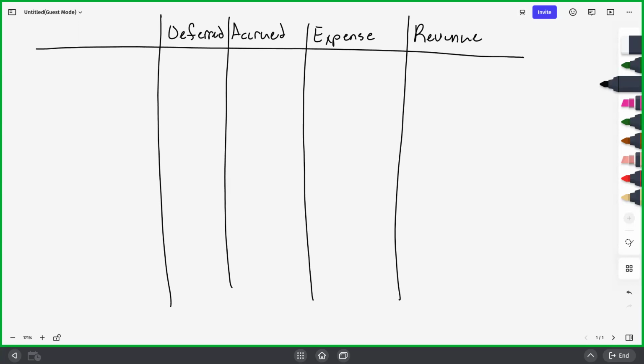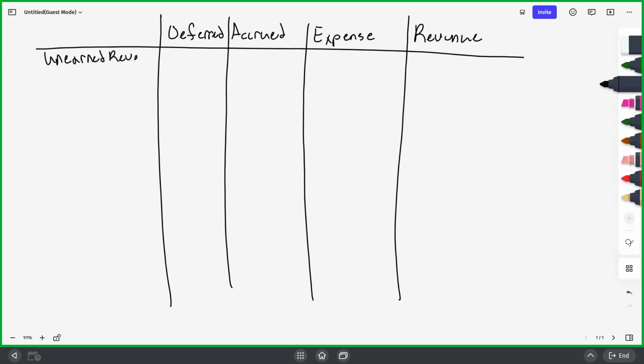I have a chart here. We're working with deferred or accrued, expense or revenue. So a customer had paid me in advance for my services. Is that deferred or accrued? Deferred. Is it because it's before? Yep.